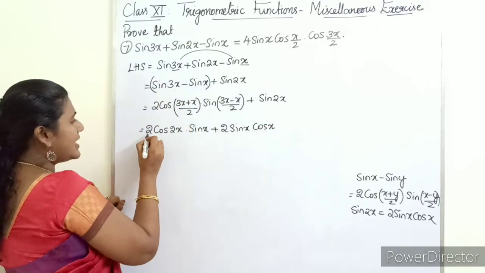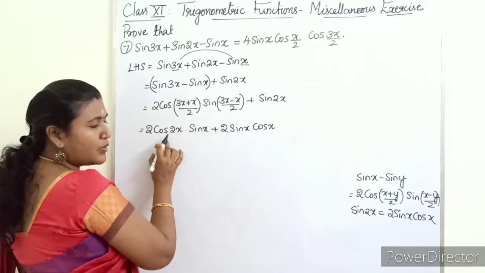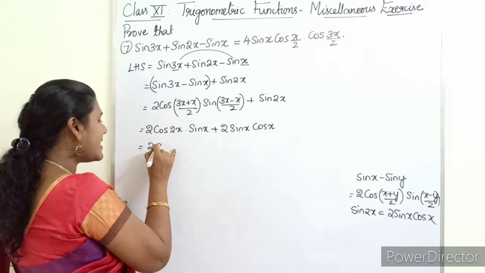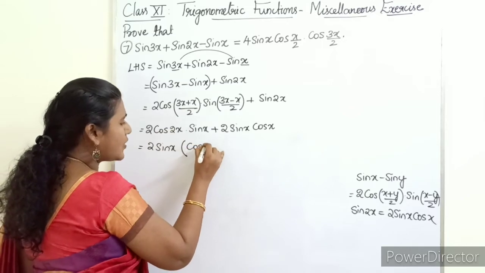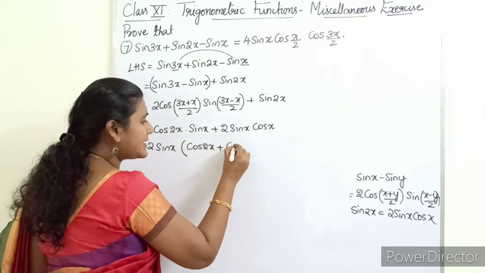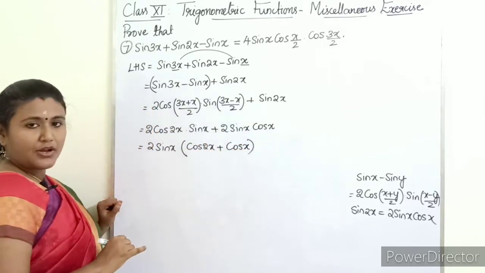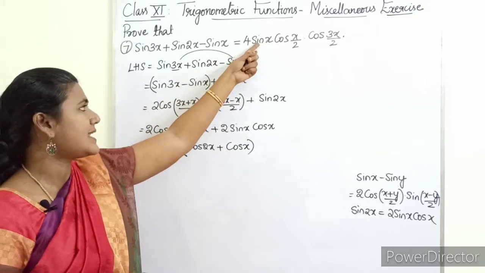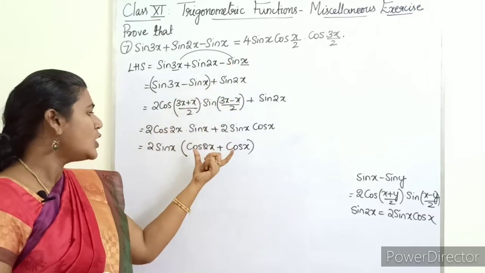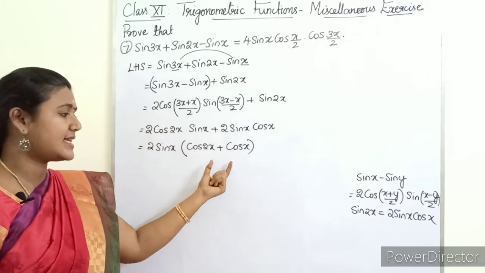Now if you see here, 2 sin x is common in both the terms. So we will take 2 sin x common outside. Here in the first term you will have cos 2x and in the second term you will have cos x. Now, because we already have sin x in the RHS expression, we again need to simplify this expression.